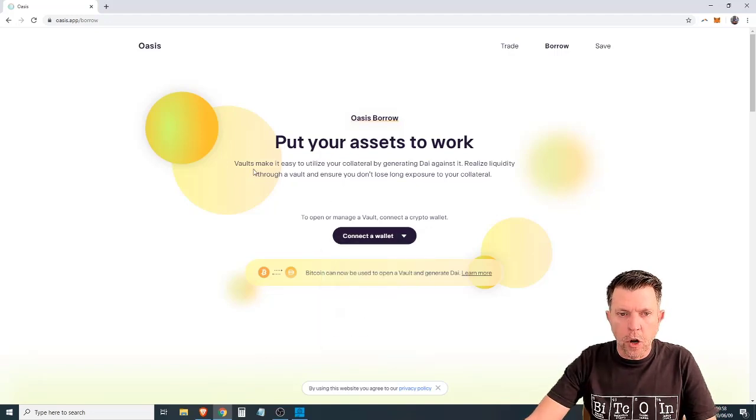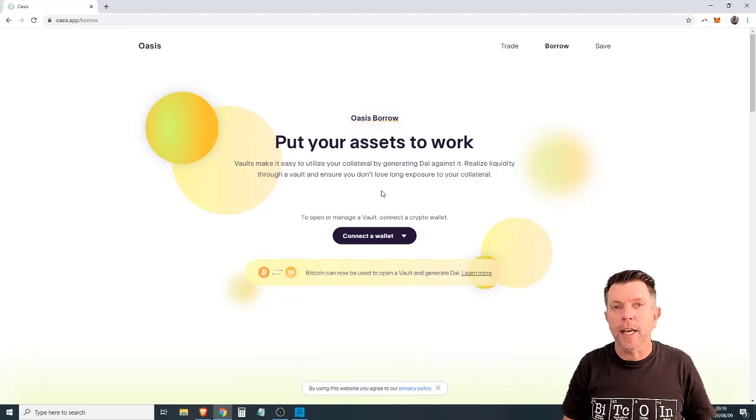Put your assets to work. Vaults make it easy to utilize your collateral by generating DAI against it. Realize liquidity through your vault and ensure that you don't lose exposure to your collateral. Okay, so basically you need to connect a wallet.